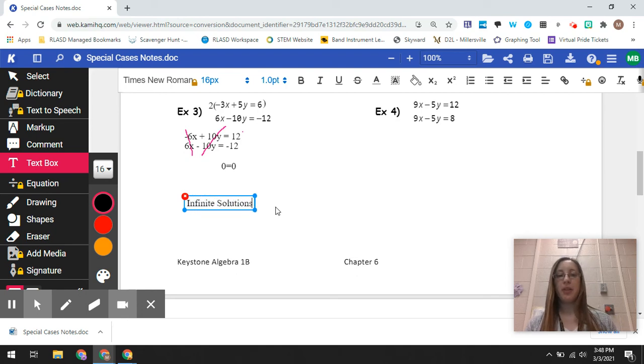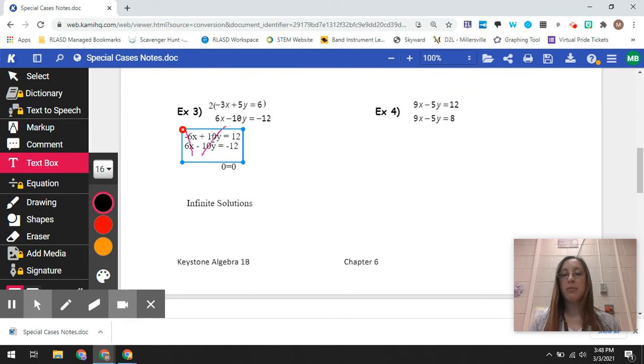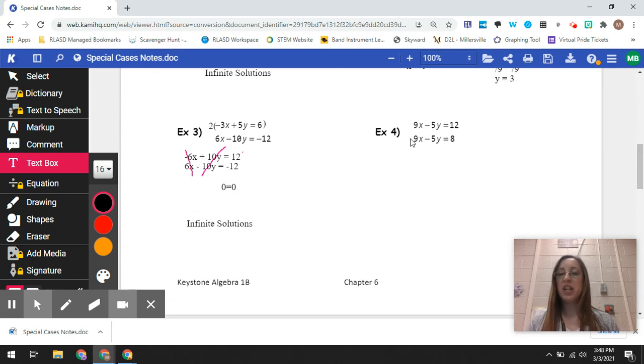Again, remember, if both of your variables cancel out, it's going to become 0. You don't have anything else over here. Here, I added these two together, and that also gave me 0. Because 0 is equal to 0, that gave me infinite solutions. And then we're going to do the last question.